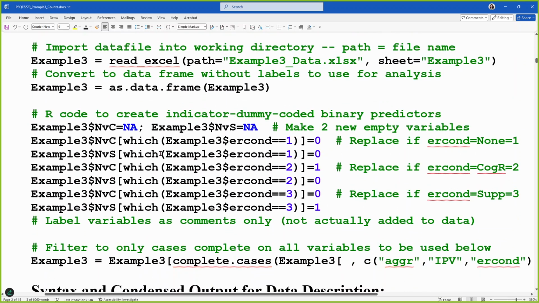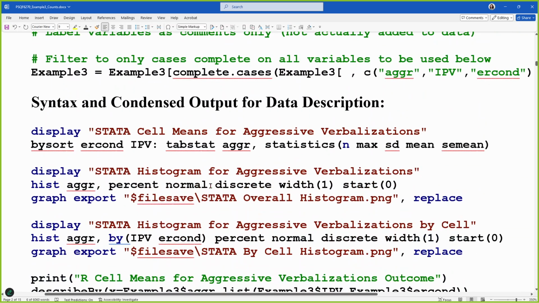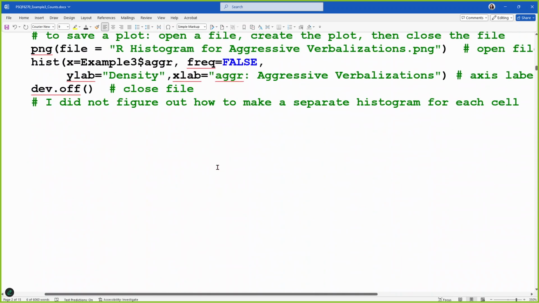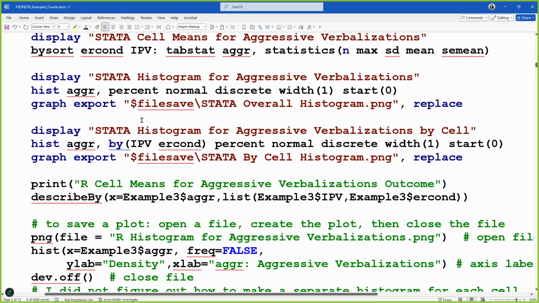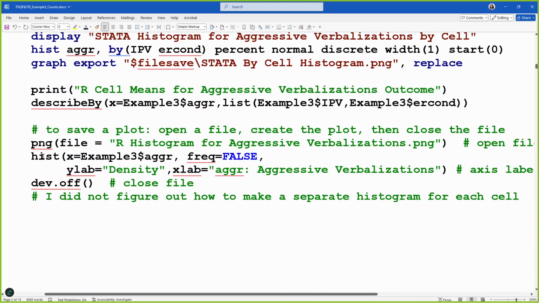In R, it's the same idea, but just with a little bit different code. So starting out by making blank variables as NA, and then systematically recoding them. For group 1, they're both 0. For group 2, the first one's 1. For group 3, the second one's 1. And then filtering. Then I made some pictures. So in Stata, I'm using hist for histogram, and then saving the pictures. These are in your download file. Actually, I think that part needs to be fixed. And then in R, I'm using hist as well.